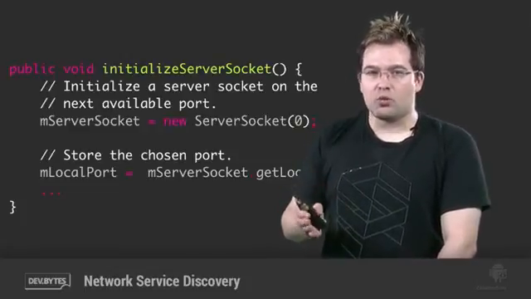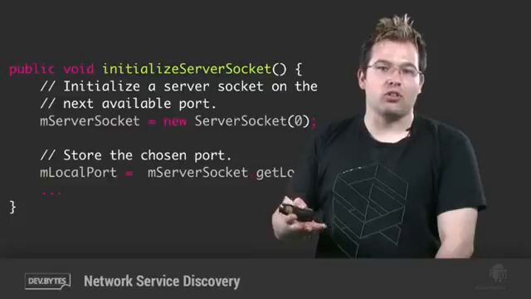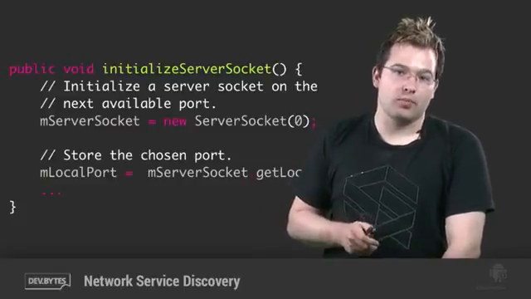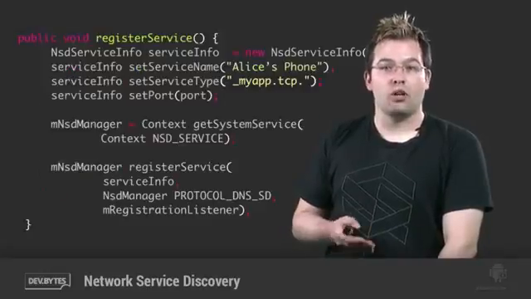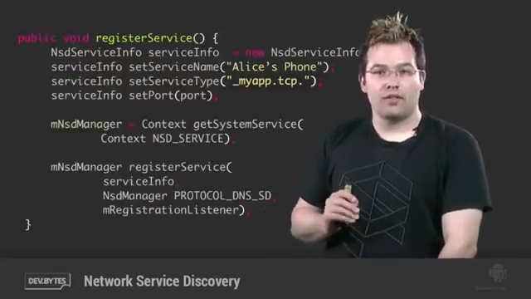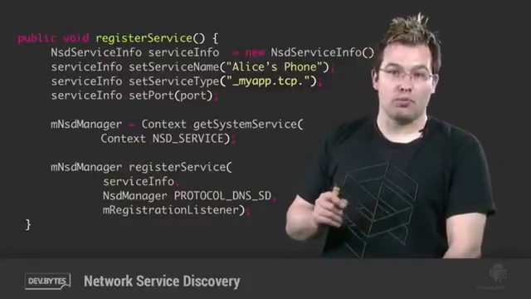This is okay though, because we're going to go and advertise this to other devices, so they'll be able to discover which port you're listening on. So, now that we have a service listening for traffic on our device, we'll want to register that on the local network. The first thing to do is to create an NSD service info object.